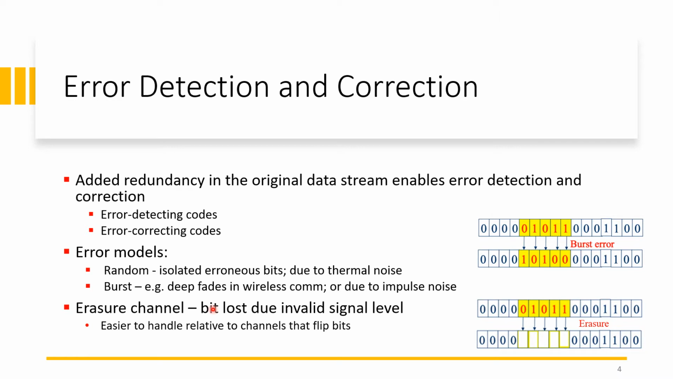Now, we can also have erasures. In erasure channels, bits are lost. We know that there is something wrong. It's not just that we're receiving something and we're not sure whether it's 0 or 1. In erasures, we know exactly that there is something missing. So they are easier to handle relative to bits being flipped between zeros and ones. We're going to focus on errors in general, but just to let you know that there are bursts and there are, of course, random errors.